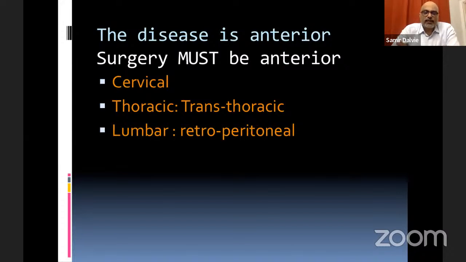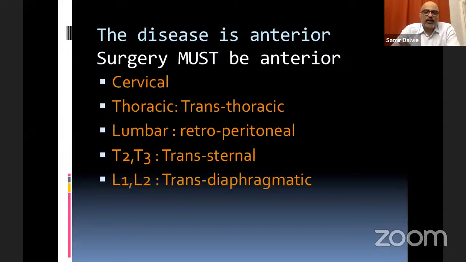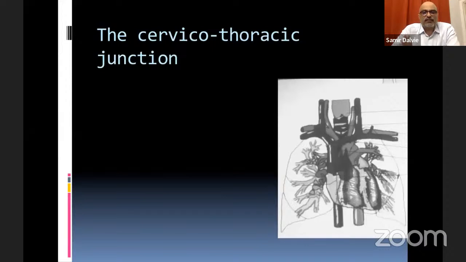For the thoracic, it used to be a transthoracic approach. For a lumbar, it's a retroperitoneal approach. And for the junctional areas, it becomes difficult. So I've got slides on those as well. For T2, T3, it's a transternal approach. And for L1, L2, it's a transdiaphragmatic approach. For the L5, S1, it's a transperitoneal approach. So the junctions are very difficult to access.